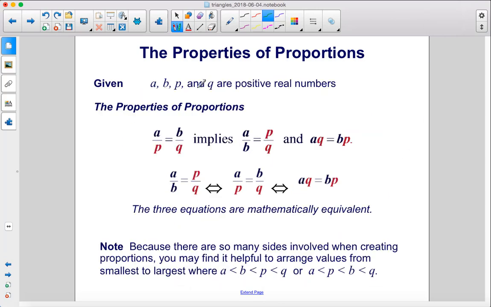Given that A, B, P, and Q are positive real numbers, here are the properties of proportions. A over P equals B over Q implies that A over B equals P over Q, and A times Q equals B times P. Instead of writing implies, you can use the double arrow like this, and that shows that these three equations are mathematically equivalent. Because there are so many sides involved when creating proportions, you may find it helpful to arrange values from smallest to largest, where A is less than B is less than P is less than Q, or A is less than P is less than B is less than Q.